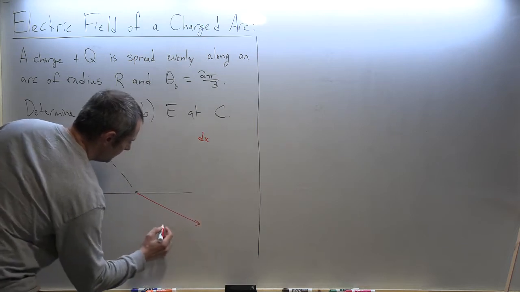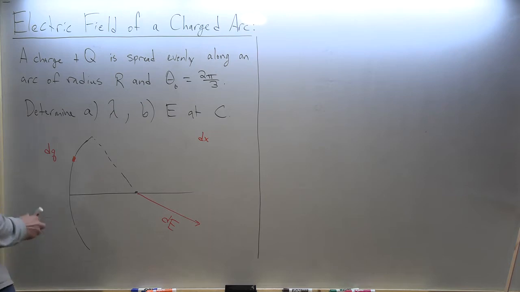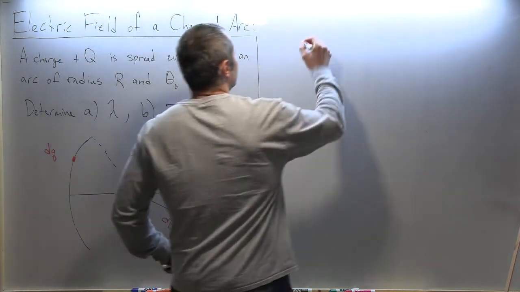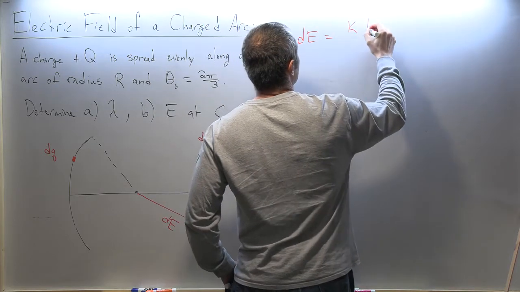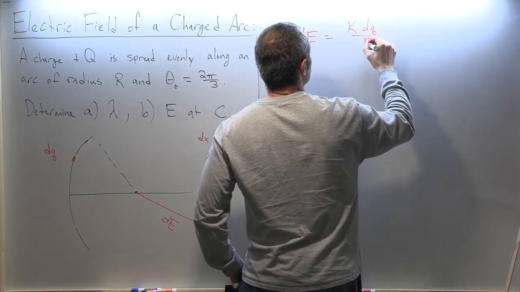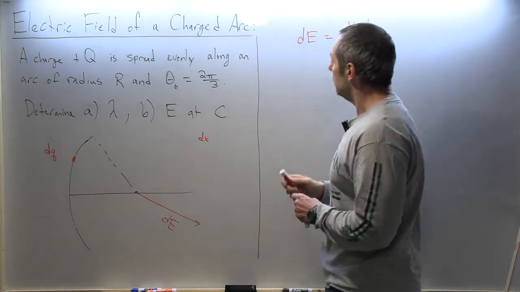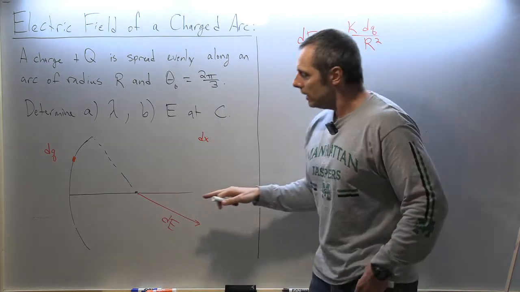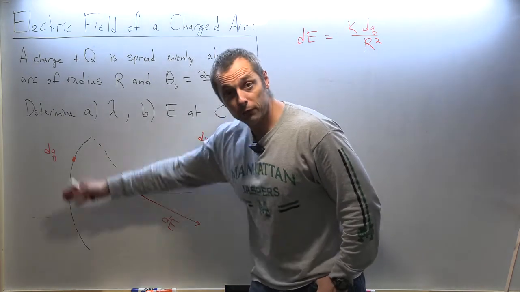Like this, dE. That lined up? Well, close enough, I suppose. So now we can use kq over r squared for that piece to accurately get the length of this arrow. But we don't want just the electric field caused by that one piece. We want it for the whole arc.